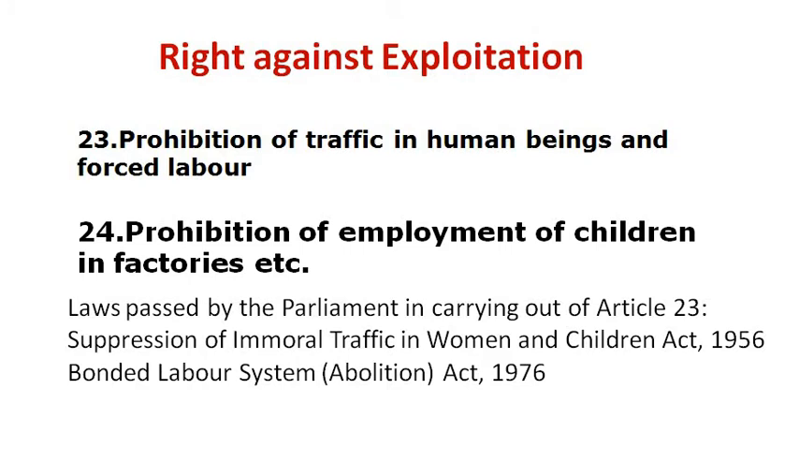Children below the age of 14 years are not allowed to work in any factories. The laws passed by Parliament for carrying out Article 23 are the Suppression of Immoral Traffic in Women and Children Act 1956 and the Bonded Labour System Abolition Act 1976. There is also the Child Labour Amendment Act 2016. Before this, children below 14 years were not allowed, but after this, those below 18 years are not allowed to work in any factories. These acts are provided under Article 24 for the security of women and children working in factories with hazardous materials.